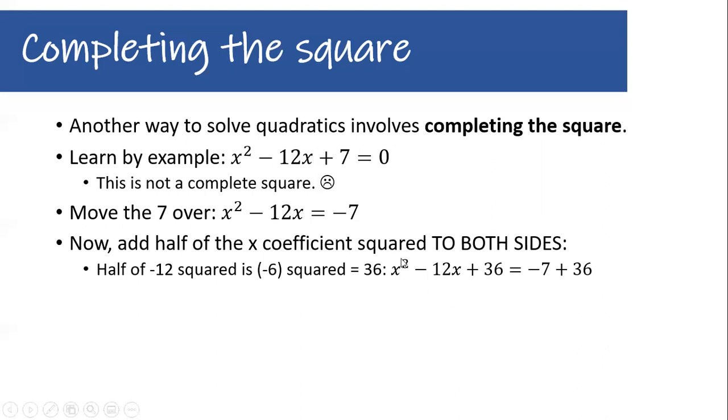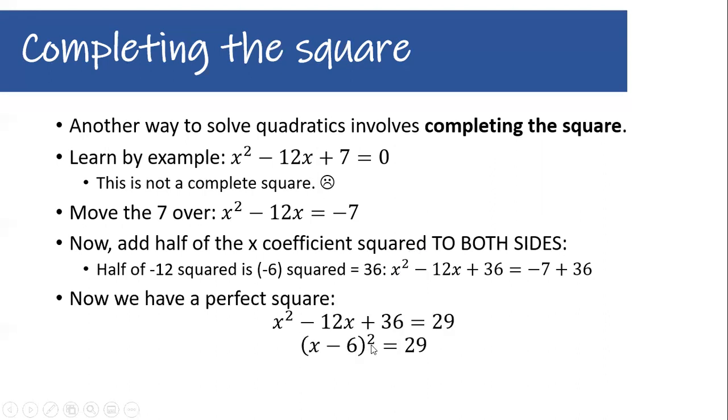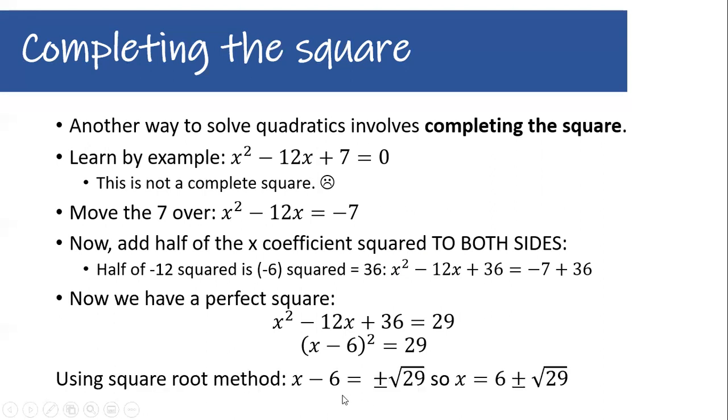Now, if we look here, this is a perfect square on our left side. So x squared minus 12x plus 36 simplifies to x minus 6 squared. And negative 7 plus 36 turns into 29. Now we can use the square root method that we already learned about a few slides back to give us x minus 6 has to equal plus or minus the square root of 29. We move that 6 over to get x equals 6 plus or minus the square root of 29. So those are our two values of x, 6 plus the square root of 29 and 6 minus the square root of 29. 29 is a prime number. It doesn't factor any more than that.